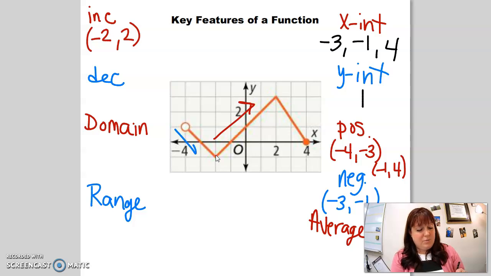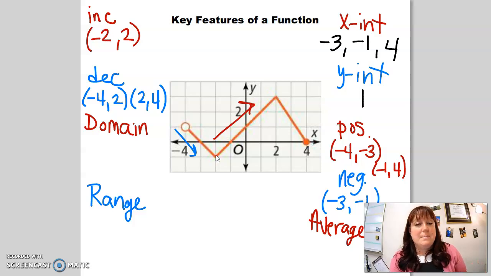Where am I going down? Well, from -4 to -2, and from 2 to 4, I'm also going down. And you notice I use open brackets for all of these with my notation. Increasing and decreasing are always going to have open brackets. They just are, always. All right, these ones, domain and range, they sound so hard, but they're not.